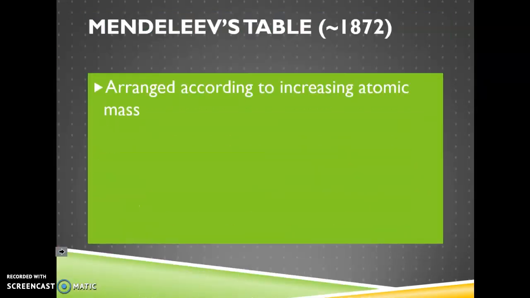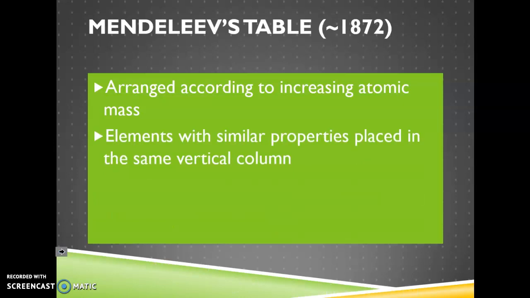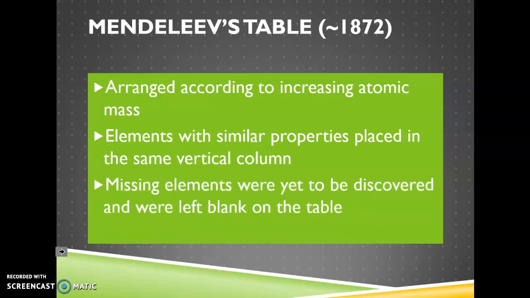Now, a couple things you need to know about Mendeleev's table. He arranged it according to increasing atomic mass. The elements with similar properties were placed in the same vertical column. How fancy is that? And missing elements were yet to be discovered and were left blank on the table. You got it. He didn't know all the elements, but he was able to place them where they were supposed to be, even though he didn't know they existed. Man, slap my knee on that one.